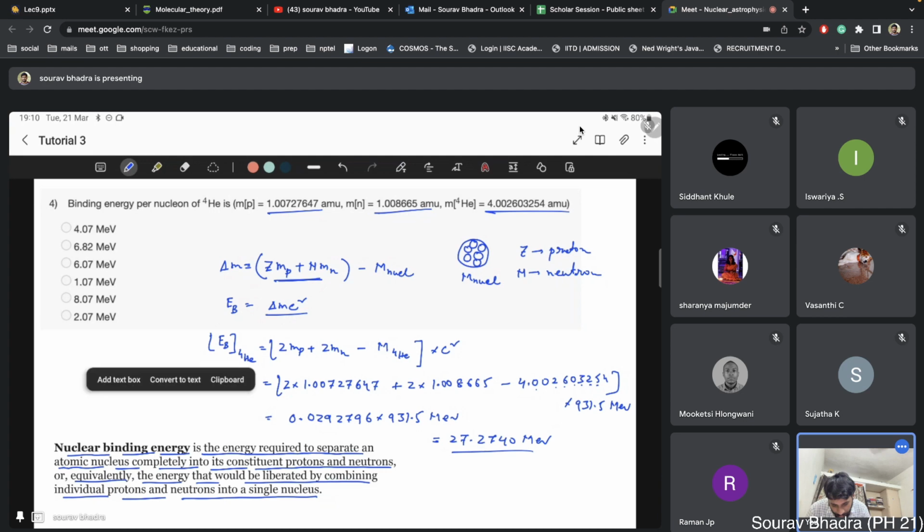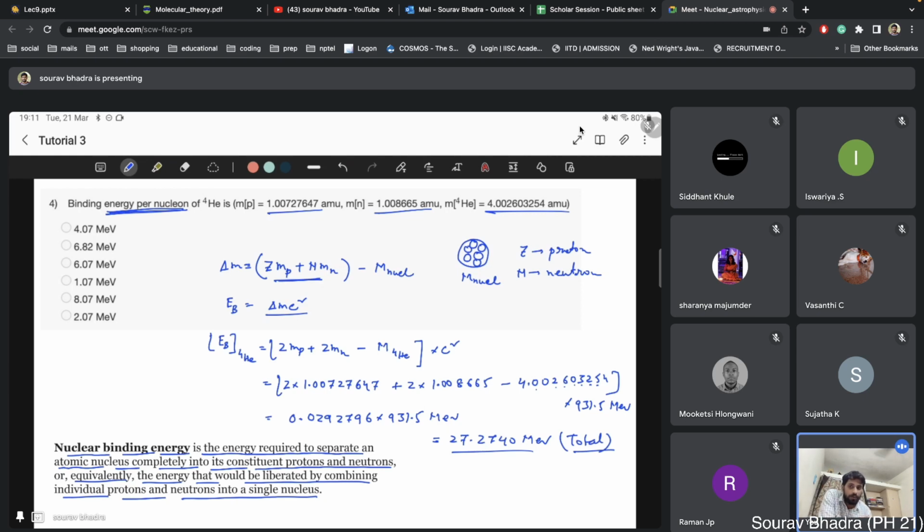Have I done anything wrong? Okay, so this is the total binding energy. That is a mistake students generally make. So this is the total binding energy. Now if you want to calculate the binding energy per nucleon, please focus on the point.